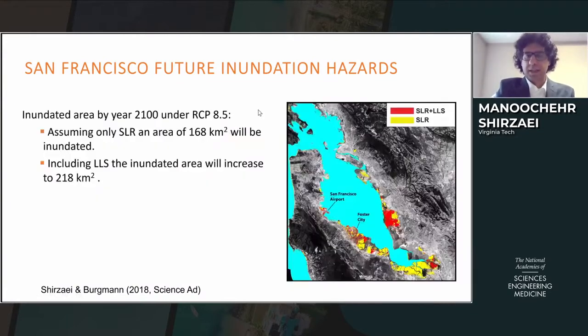The combination of those linearly extrapolated subsidence with observation of the sea level rise provide us with many different scenarios of inundation for the Bay Area. I'll show you here only one example, and that's the combination of the sea level rise under the RCP 8.5 scenario by 2100. Assuming only sea level rise, we estimated about 168 square kilometers will be inundated. Adding the land subsidence to that increased this amount to 218 square kilometers.